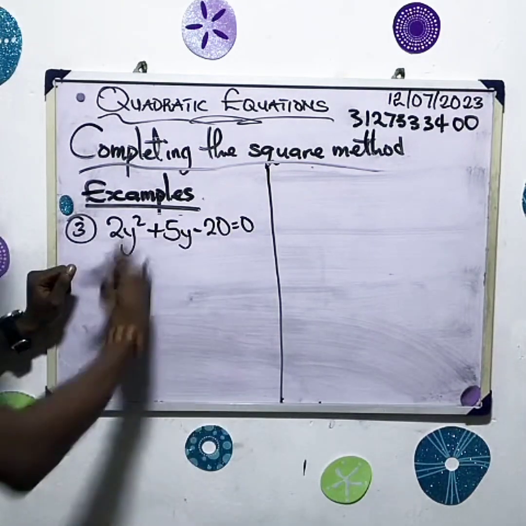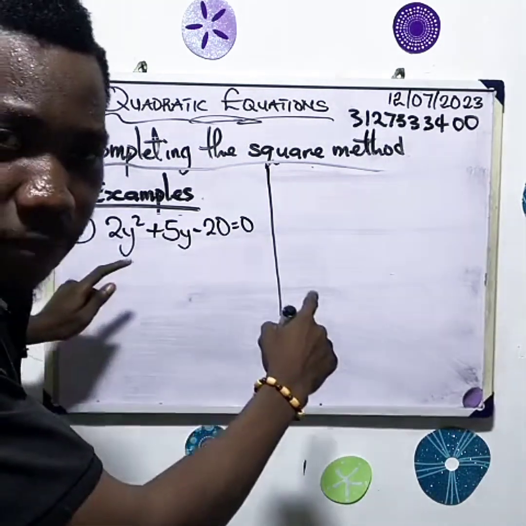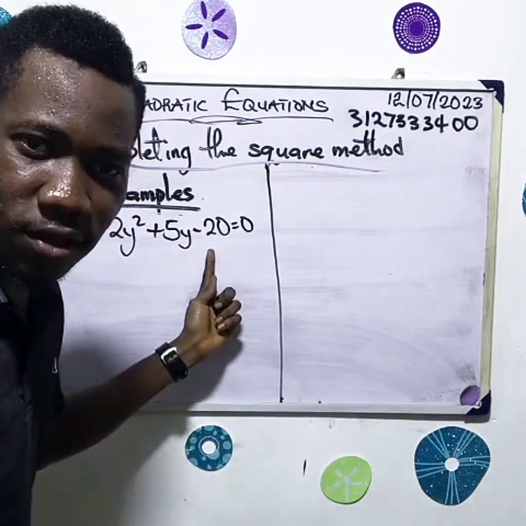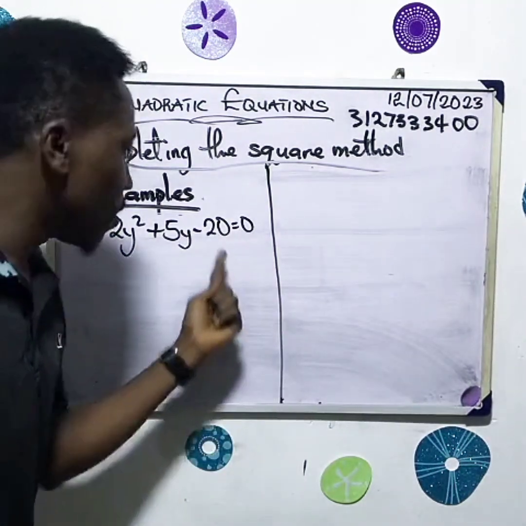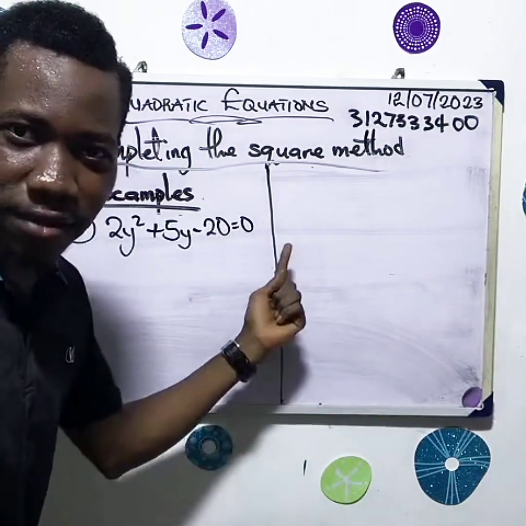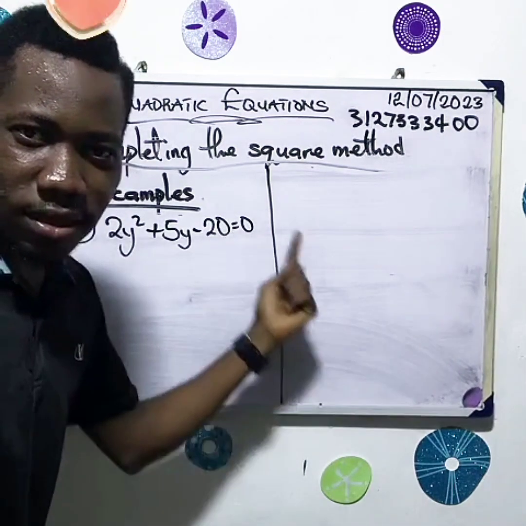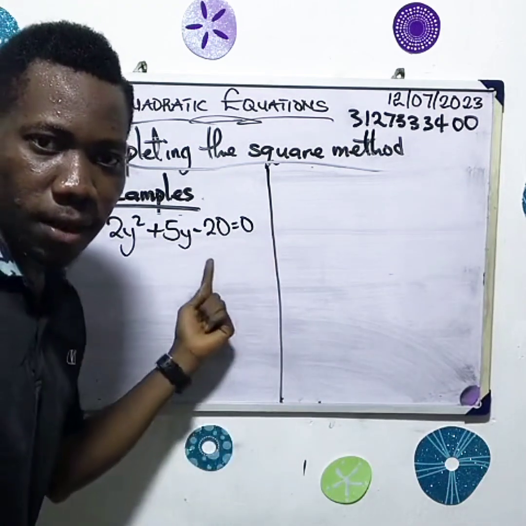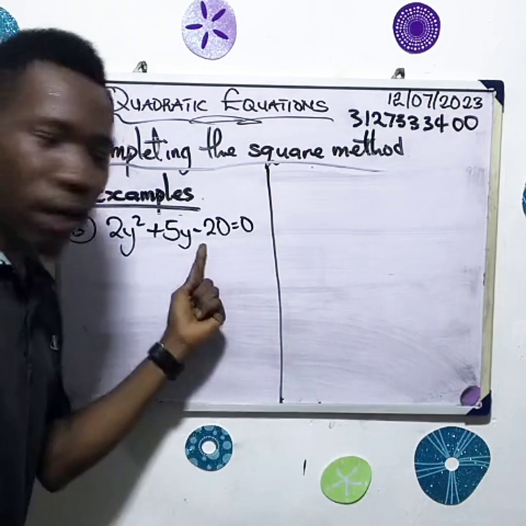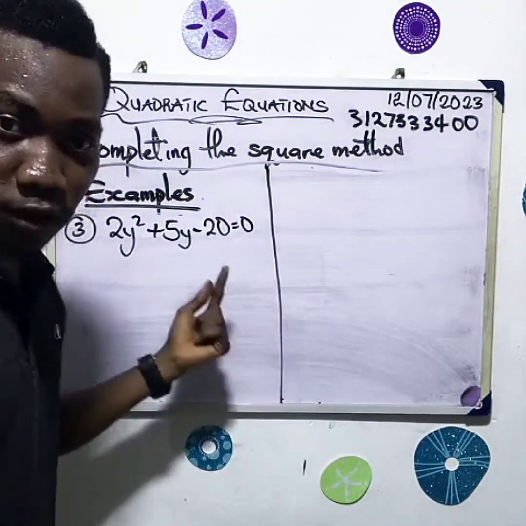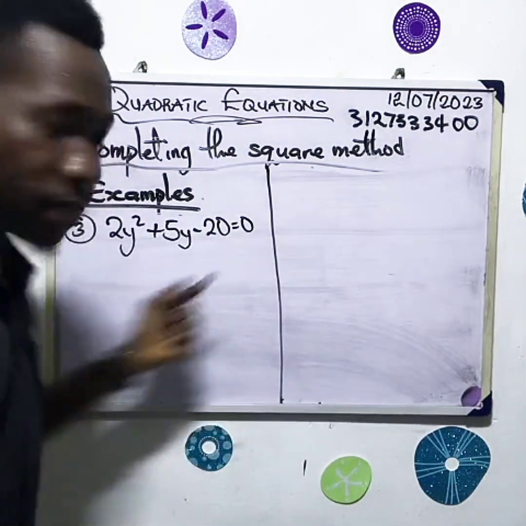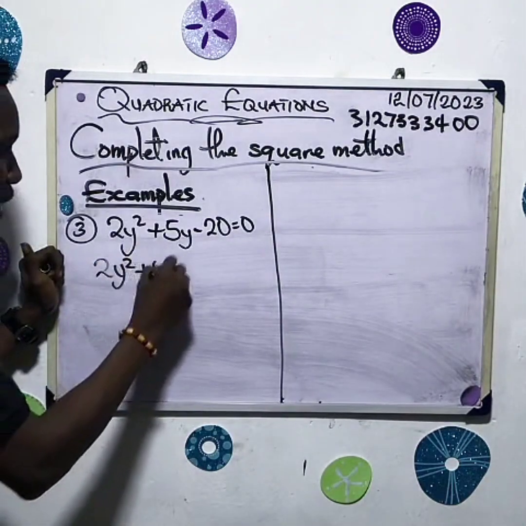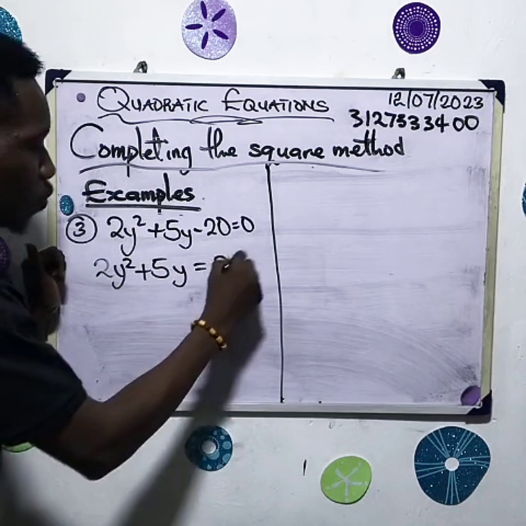So what are we going to do here? Again, completing the square method. The first thing you want to do is to move your constant to the right hand side, right? So minus 20 moves over and becomes plus 20. In other words, we are adding 20 to both sides. So you're going to have 2y squared plus 5y equals 20.